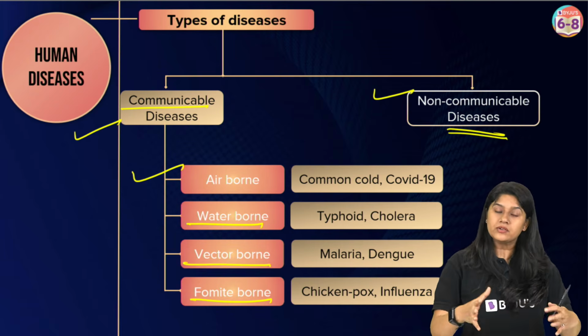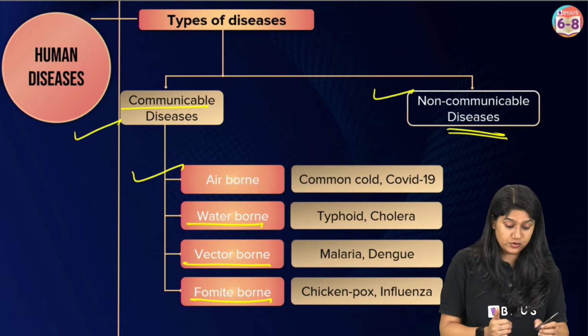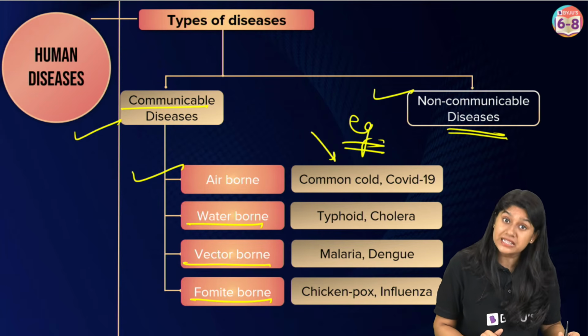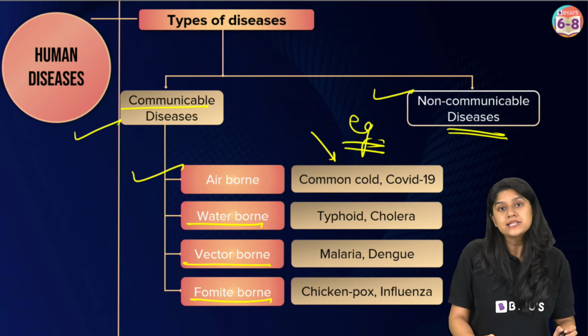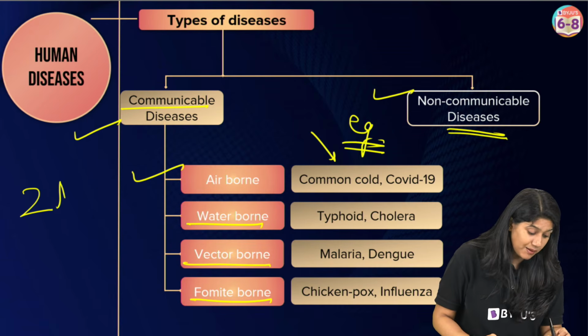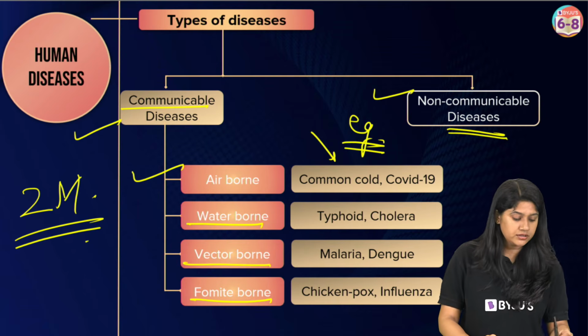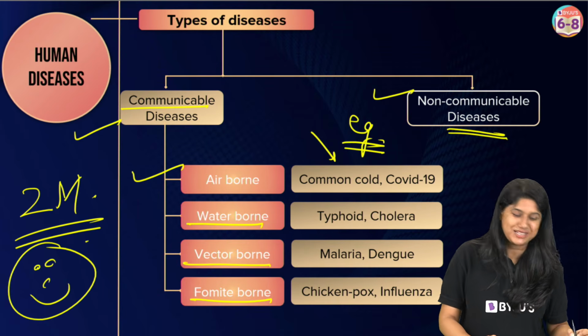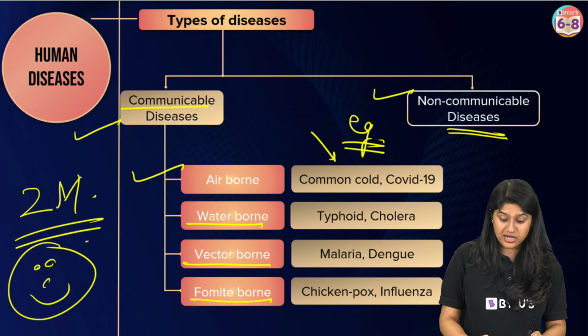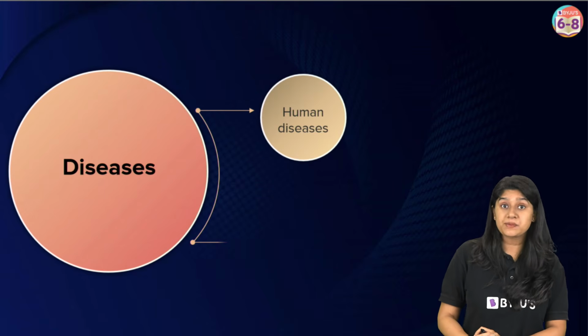So we are clear with the different types of diseases, and of course we have the examples. Examples are really very important, so please make sure you remember them. For each of these you should remember two examples, because it can come in your examination and it will help you score good marks. So we are done with this topic, where we have discussed the types of diseases and the human diseases.